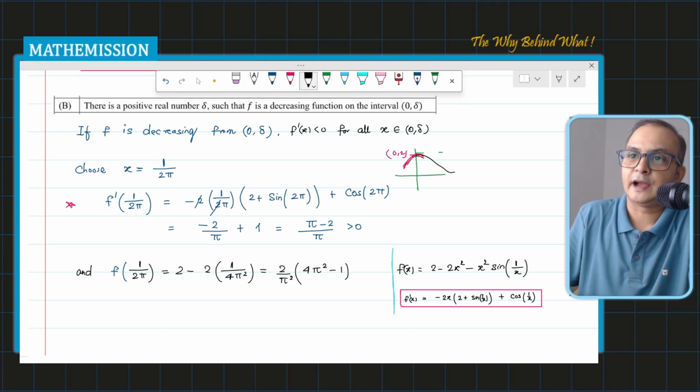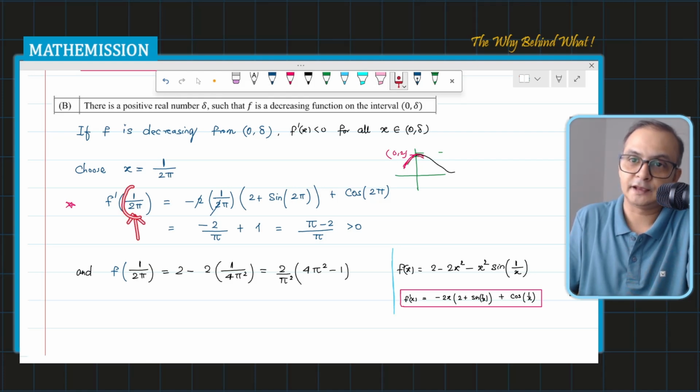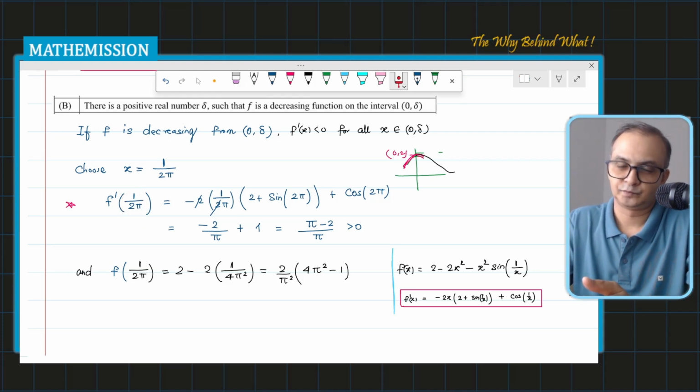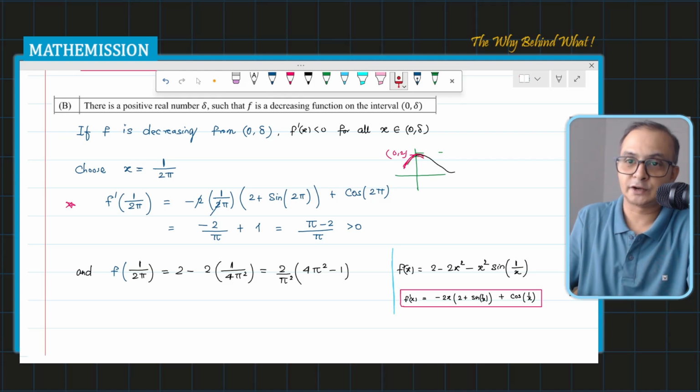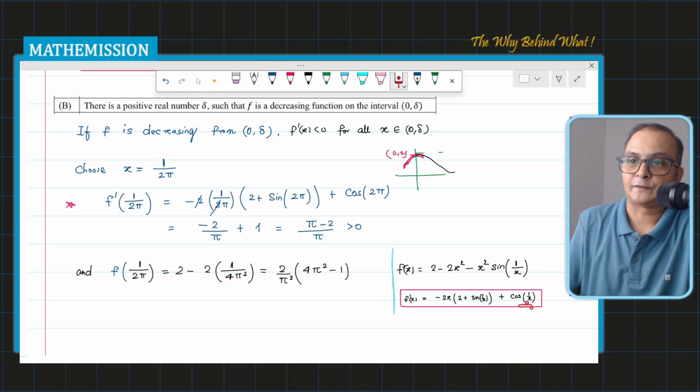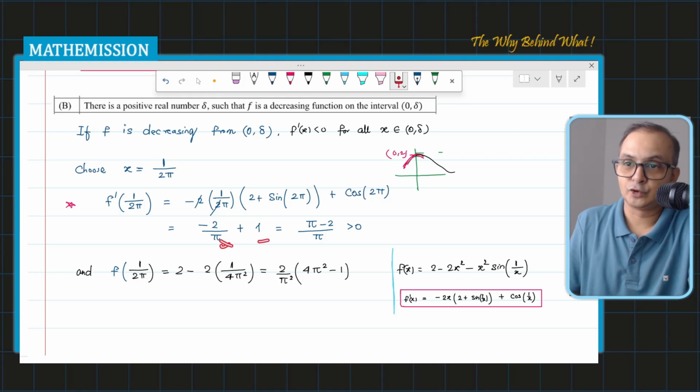So here is the derivative, and I'm substituting the value 1 by 2 pi. You can see that 1 by 2 pi is a number close to 0 because it's 0 point something. So I have chosen that value, and when I substitute this 1 by 2 pi in this derivative expression, that will give you minus 2 into 1 by 2 pi, and into 2 plus sine of 2 pi and cos of 2 pi. After simple calculation, sine 2 pi will become 0, cos 2 pi will become 1, and we end up with negative 2 by 2 pi times 2 plus 1, that is negative 1 by pi into 3... and after this simplification you get pi minus 2 by pi, which is a positive quantity.